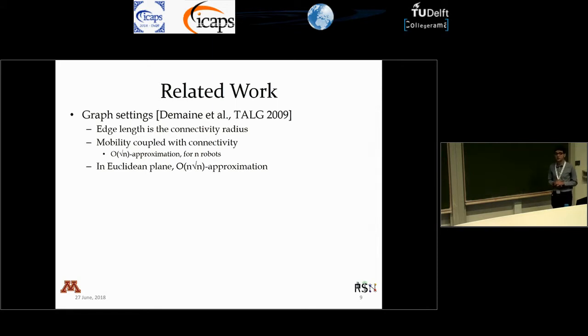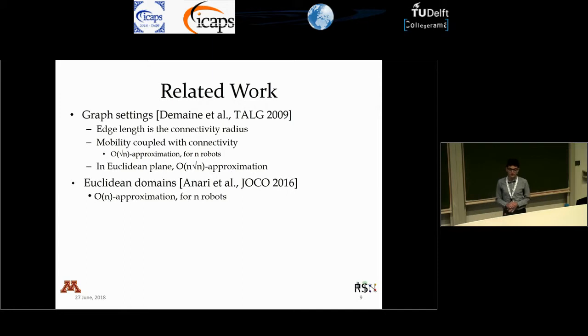So in their formulation, the robot's mobility is coupled with connectivity. And for this version of the problem, they introduced a root n factor approximation algorithm, where n is the number of robots. However, their result does not generalize to the Euclidean plane, and it becomes an n root n approximation. The Euclidean plane case was further explored by Anari et al., and then they improved the approximation ratio to be linear in the number of robots.